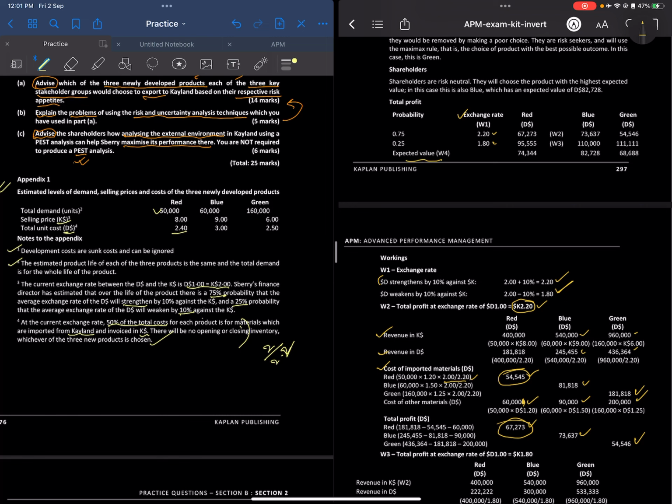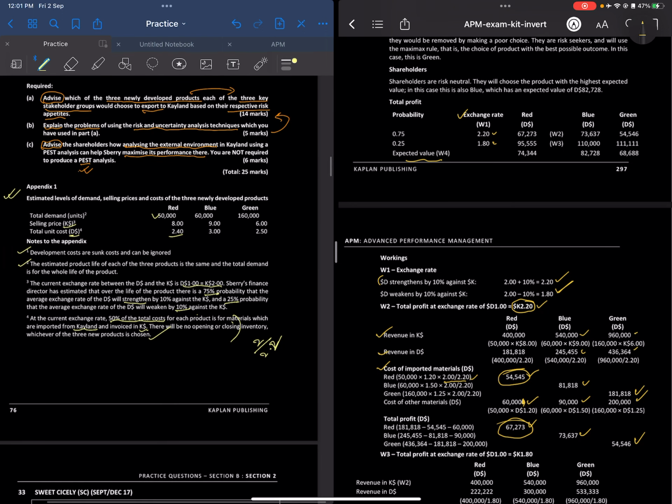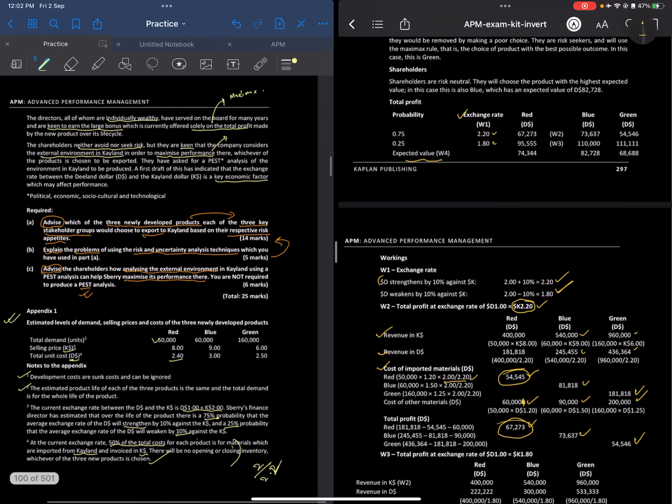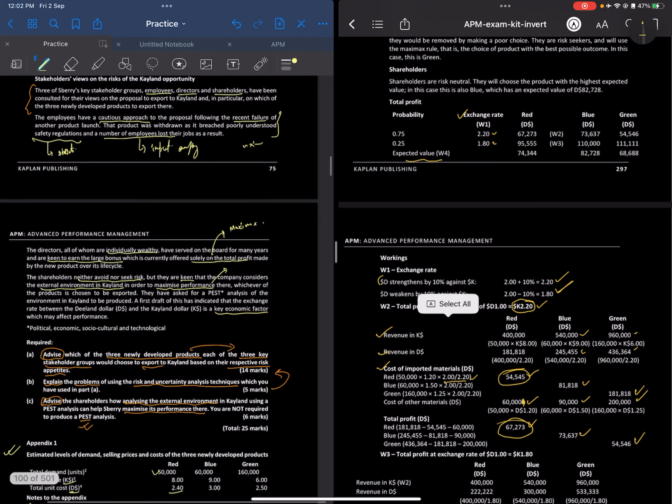So let's make the decision. We have three different stakeholder groups. Who are they? They are employees. Employees, what they will do, they want maximin.